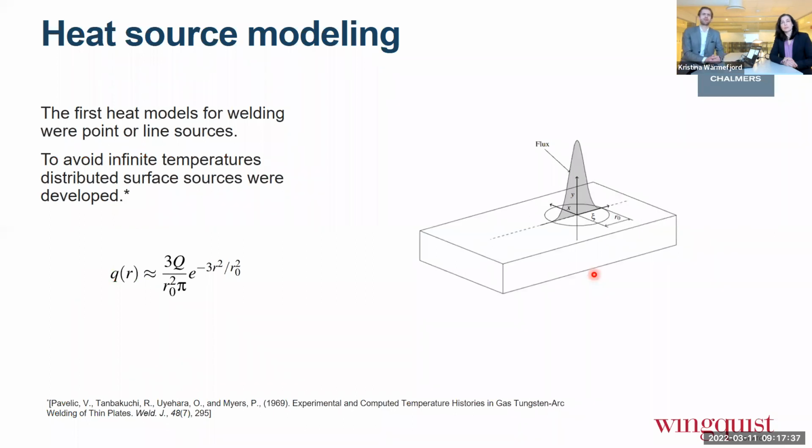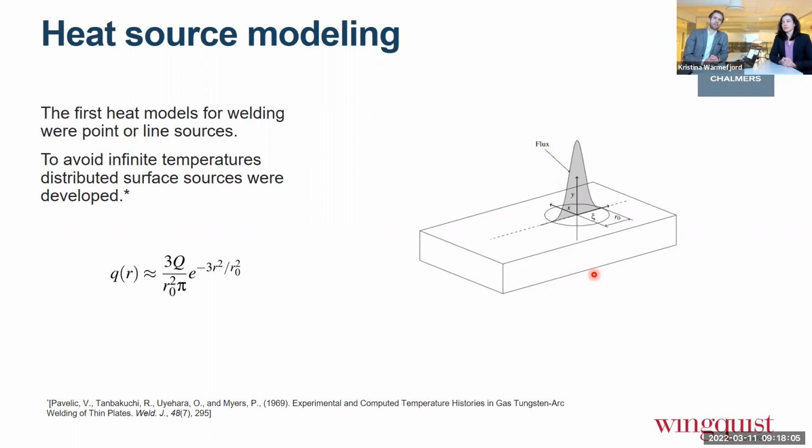And looking at the history of heat source modeling, if we go way back, they started with some point sources and line sources where they applied the heat, and they obviously got some problem. If you have a point that is the heat source, you may end up with infinite temperatures and stuff like that. So you realize that you needed something else.